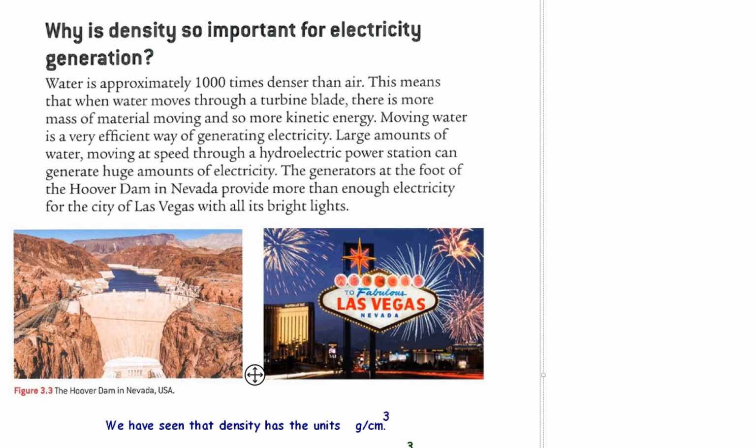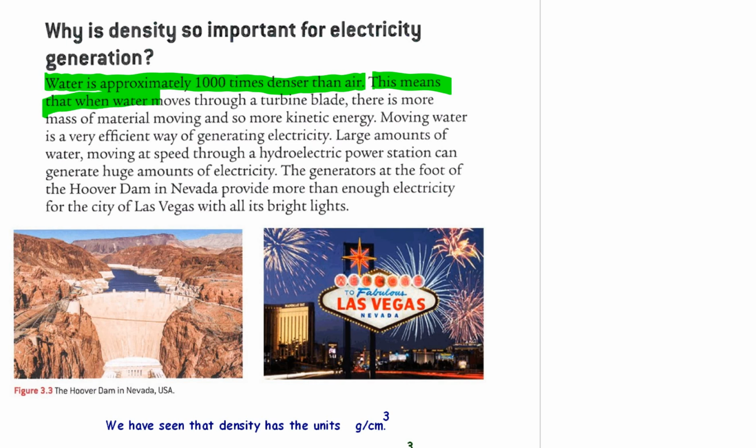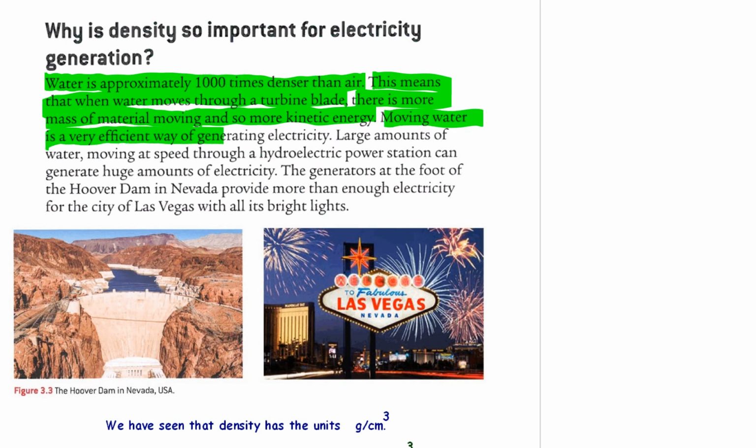Why is density so important for electricity generation? Water is approximately 1,000 times denser than air. This means that when water moves through a turbine blade, there is more mass of material moving through, which means there's more kinetic energy. Moving water is a very efficient way of generating electricity.